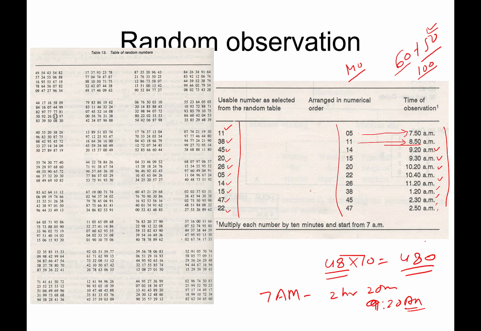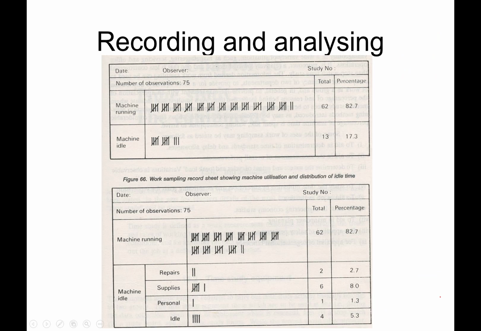So likewise, a number of observation tables have been developed. There can be different other ways also to find out the randomized times when the observations will be done. This is just an example I have taken up.